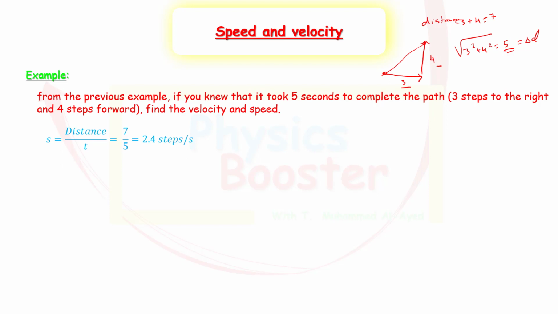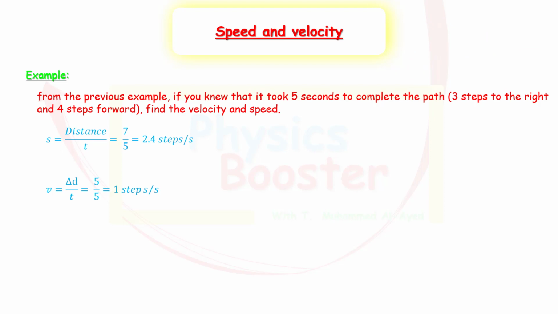Well, is the velocity going to be something different? Sure. Let's see. The velocity is the displacement over time, and we found that the displacement is equal to 5, and we will divide it by time, which is equal to 5. So the answer is equal to 1 step per second. So the speed is totally different from the velocity in this example. I hope that makes the difference between speed and velocity clear.